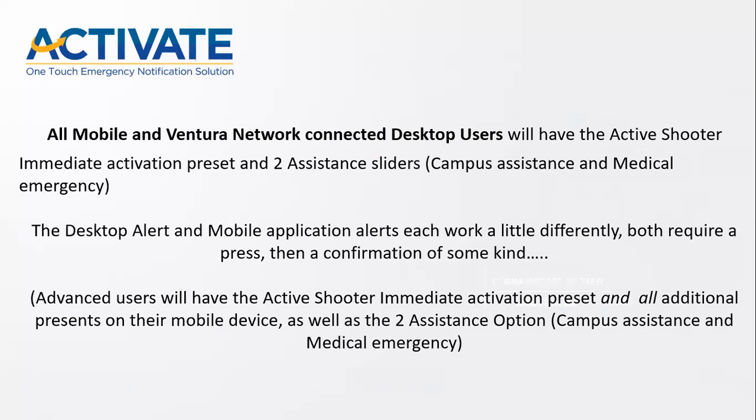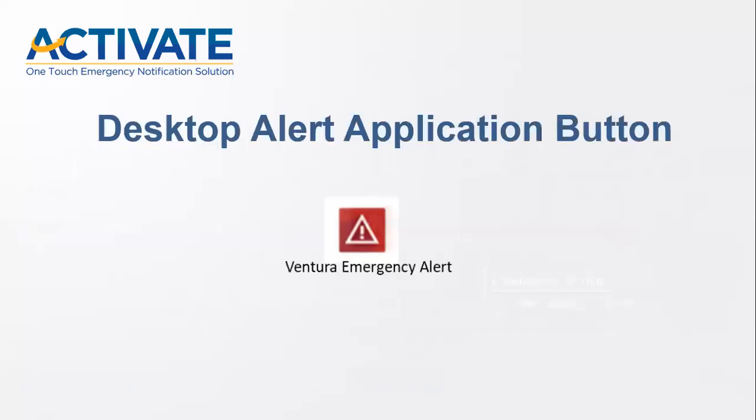There are advanced users who, on their mobile application or through a desktop application, will have access to activate all of the presets, meaning not just active shooter and campus assistance for medical or disturbance. They can activate earthquake, fire, neighborhood lockdown, all of the others, as well as issue all clear or live updates. But for most staff and faculty, you will have the 3 campus assistants for disturbance, medical, as well as active shooter. So first, let's go over the desktop alert application button.